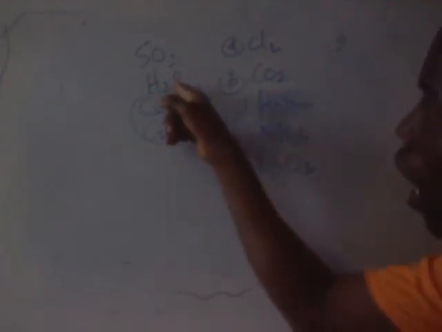When sulfur oxide gas is bubbled into acidified potassium dichromate 6 and the color turns from orange to green, sulfur will not be liberated as one of the products. But for hydrogen sulfide, sulfur will be liberated as one of the products. But sulfur oxide gas, sulfur will not be liberated.